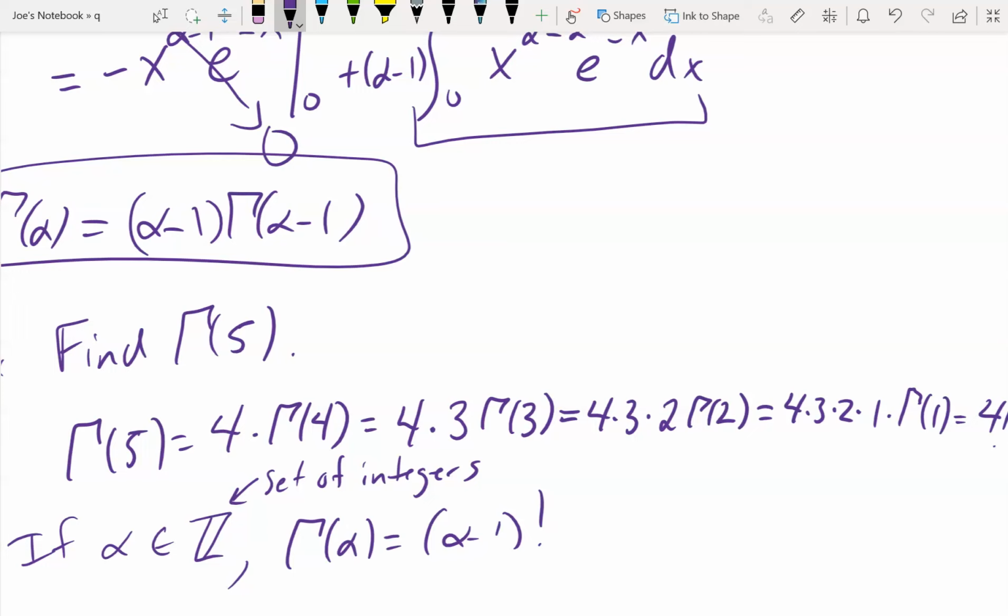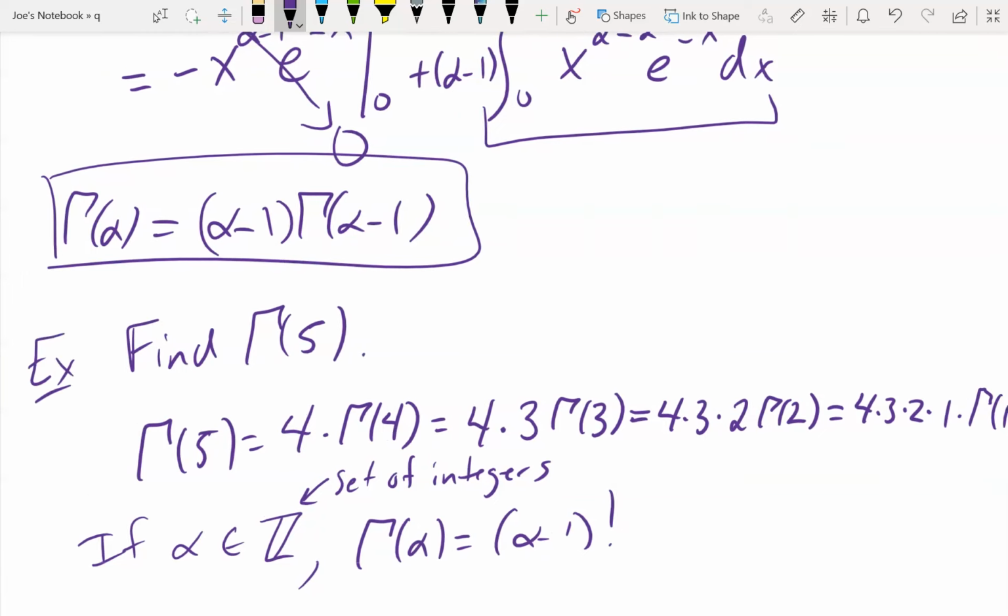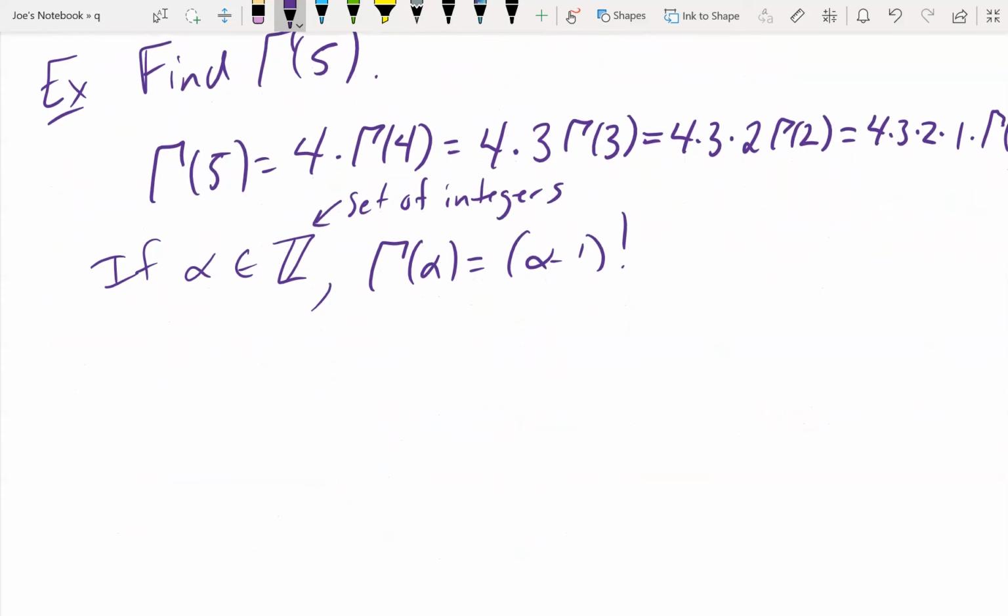Now again, this particular function is defined for alphas other than integers. But it agrees with the factorial function on the integers. So in a way, this gamma function is a generalized factorial.